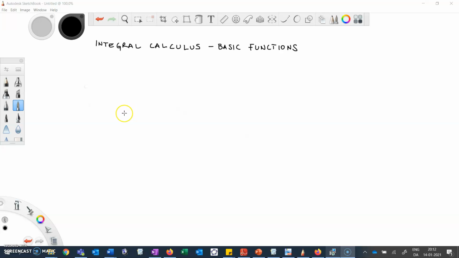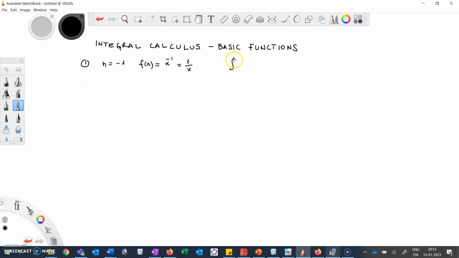Hi, in this video we're going to see how to integrate basic functions. So far we talked about power laws, and the first example I want to talk to you about here is the power n equal minus 1. I'm talking about a function that looks like x to the power of minus 1, or if you want, 1 over x. Now we have to ask ourselves, what is the antiderivative of 1 over x?